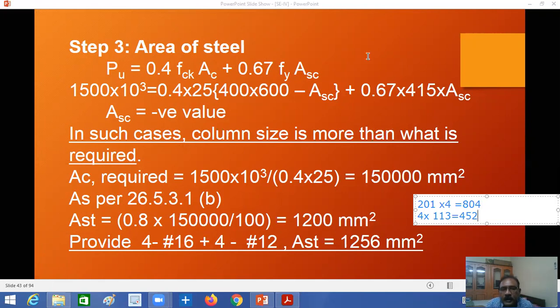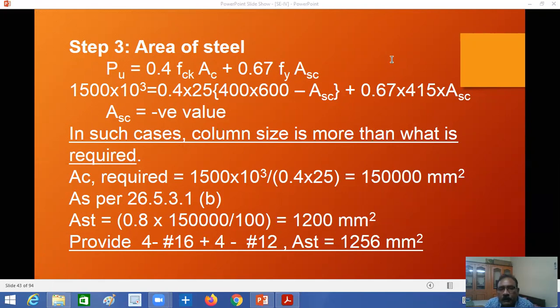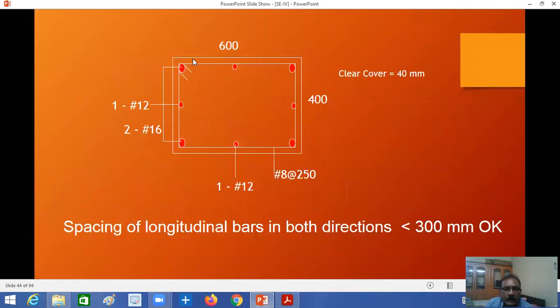So in this way we have to solve the problem, and you have to draw this figure. See, at the edges you provide 4 bars of 16 mm with two 12 mm bars in between, and cover is given as 40 mm. Spacing of lateral ties is given as 8 mm at 250. So as per the norms given by IS 456, in this way we have to do the problem. Thank you.